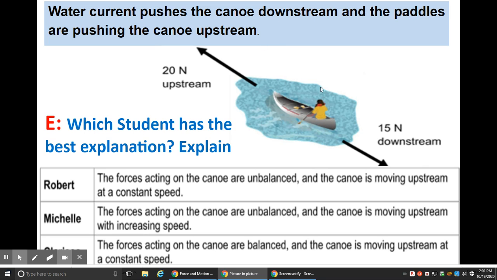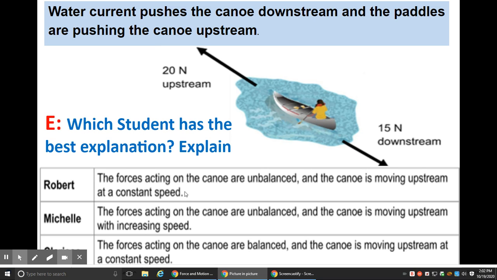Water current pushes the canoe downstream, and paddles are pushing the canoe upstream. Which student has the best explanation? Explain. So Robert says the forces on the canoe are unbalanced. Okay, he's correct there because 20 subtract 15 would be 5 newtons of force, and that's going to cause unbalanced, a change in motion. And the canoe is moving upstream at a constant speed.